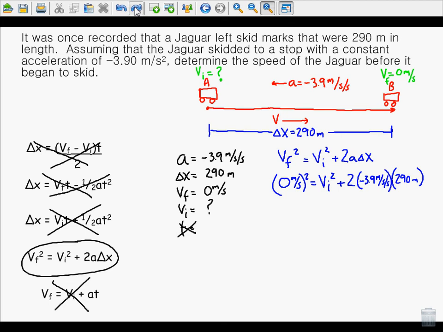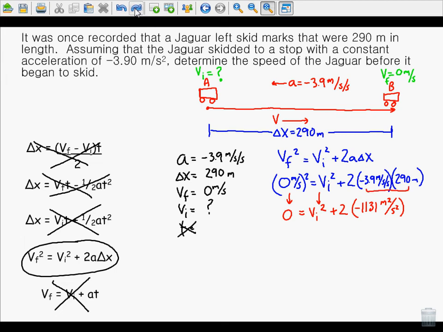All right, so 0 squared is just 0, so that's easy. I don't know what my initial velocity is, but that's what I'm trying to find out. And I'm going to multiply all this together. I'll do everything that's in the parentheses first. I'll multiply the parentheses with each other, and that comes out to negative 1,131 meters squared times seconds over seconds squared. Now, how did I get that? Well, it's a meter times a meter on top, and then seconds squared on the bottom. And that'll work out in a little bit.